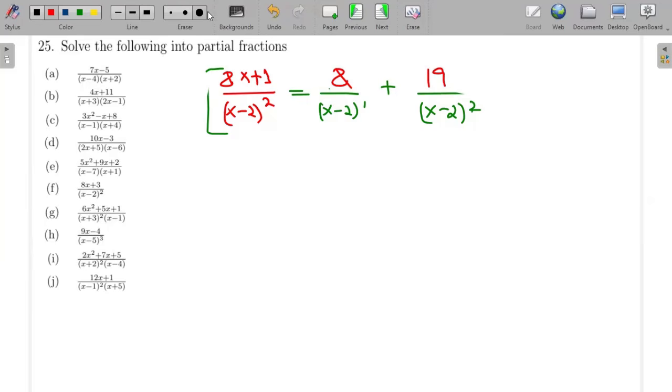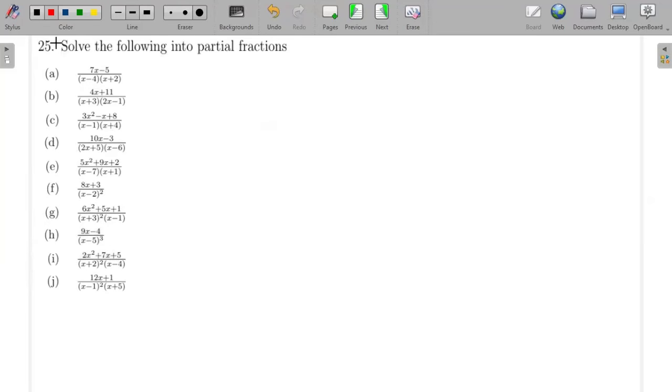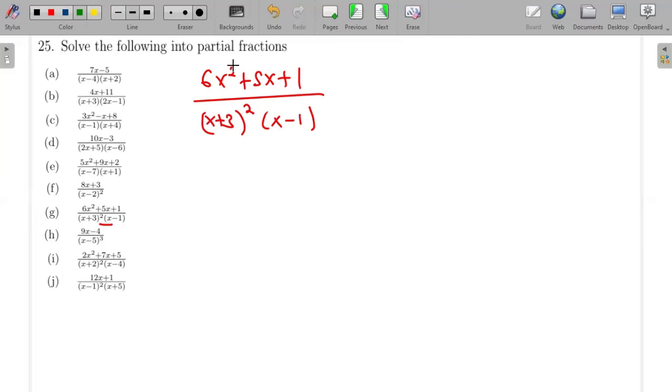We're done. All right, so what about part G, where we have a repeating and a linear? So that will be 6x squared plus 5x plus 1 divided by (x plus 3) squared, and then (x minus 1). So again, you check the highest power. The highest power in the numerator is 2, but the highest power in the denominator is going to be 3, because from this expression I get x squared, and then this x squared multiplied by this gives x power 3. So the highest power in the denominator is greater than the highest power in the numerator, so we're good to go to decompose.